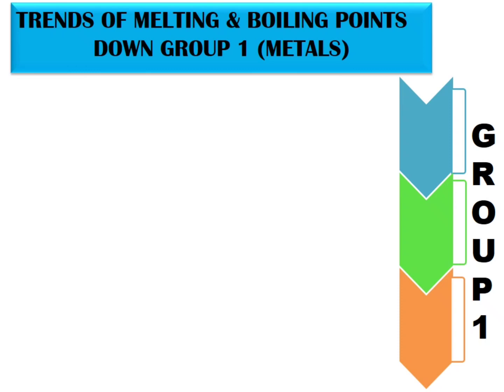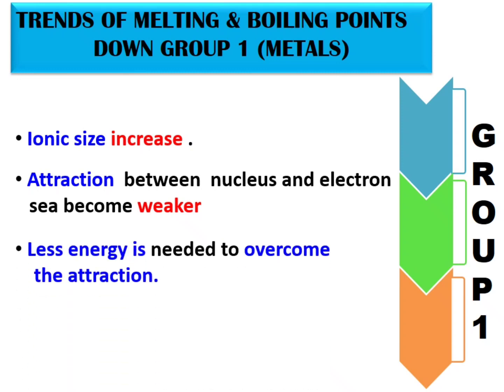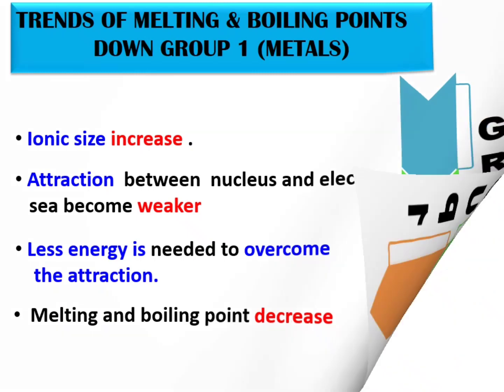Okay, next we look at the trend of melting and boiling point down group 1. This is metal. Okay, so ionic size will increase. So kita dah belajar tadi, kalau down a group, size akan meningkat. Attraction between nucleus and electron become weaker. Later you will learn more about electron C in chapter 4. And then less energy needed to overcome the attraction. So that's why melting and boiling point will decrease. Okay, so ini adalah trend of melting and boiling point in group 1.